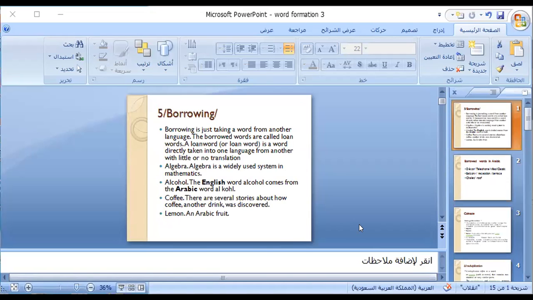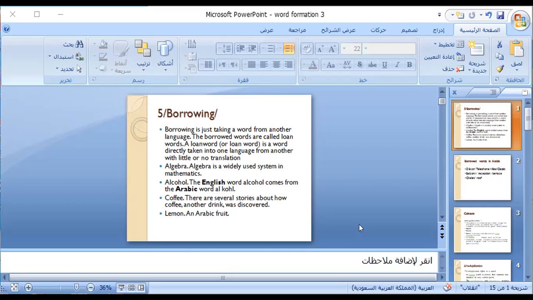Dear students, today inshallah we'll continue discussing word processes, how to form new words from other available words, or words which don't have an origin in the language. However, we'll discuss each. Now, we discussed clipping, abbreviations and acronyms. These are the processes we discussed before.